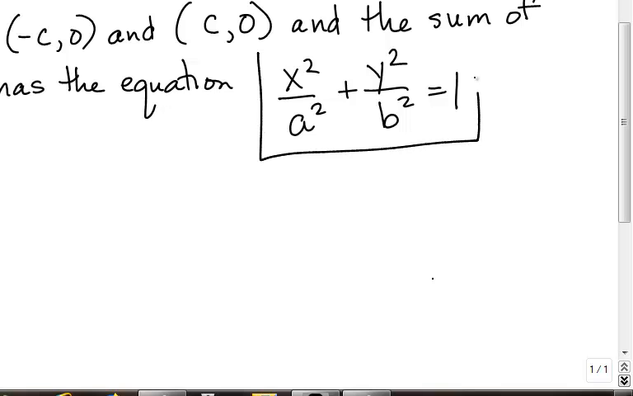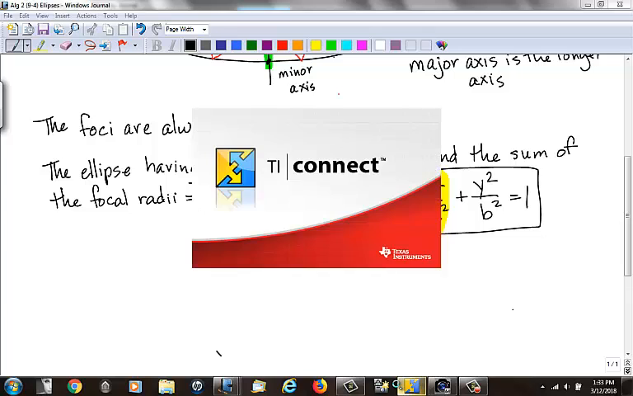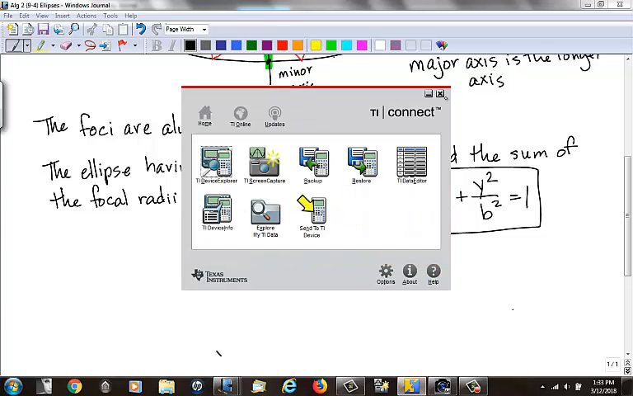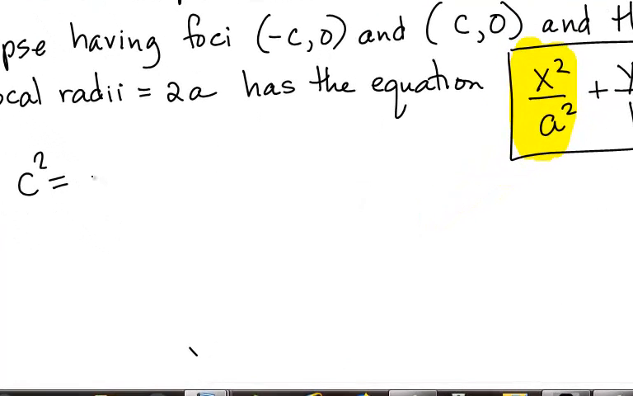This is the main equation if the center's at 0, 0, and the major axis is, and you can tell by looking at the first term, the major axis is the x-axis. Okay, and it's always the clue that it's going to graph an ellipse: it's an x squared and a y squared and it equals 1. Okay, and c squared equals a squared minus b squared.